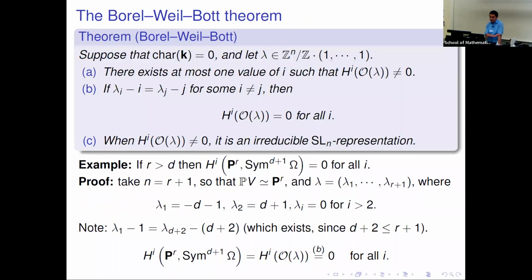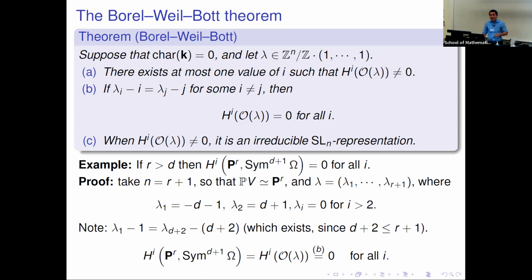And in characteristic 0, this phenomenon that there's always at most one cohomology that's non-zero persists. So assume that the field has characteristic 0, take any weight whatsoever. There's at most one cohomology group that's non-zero. It can happen that they're all 0, and there's a simple rule for when that happens: lambda_i minus i should be equal to lambda_j minus j for some pair of indices. In that case, you'll get all the cohomology to be 0. Otherwise, there will be at least one that's non-zero. And when it's non-zero, the cohomology group itself is a Schur functor, an irreducible representation of the general linear group. So we understand it completely.